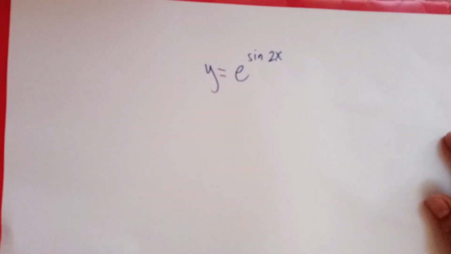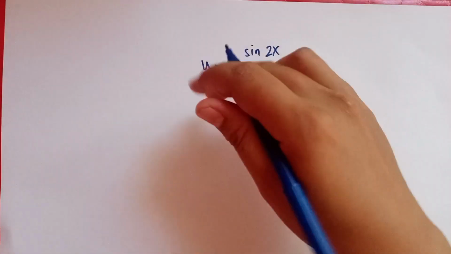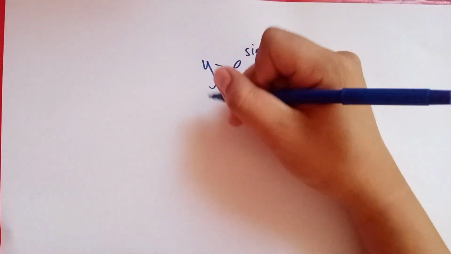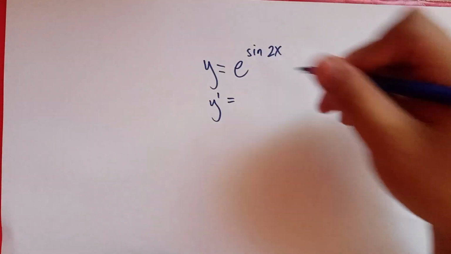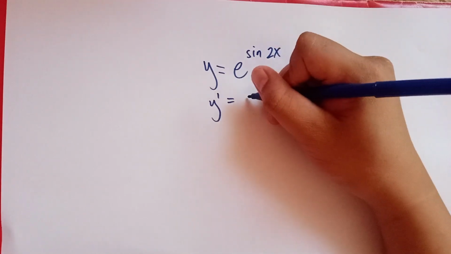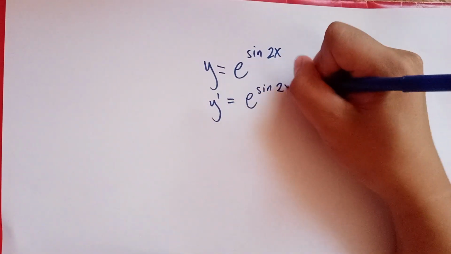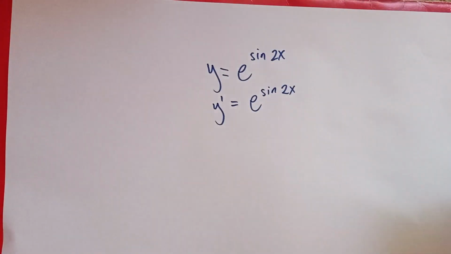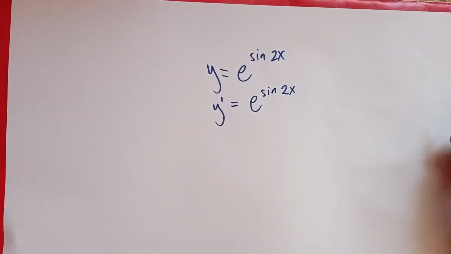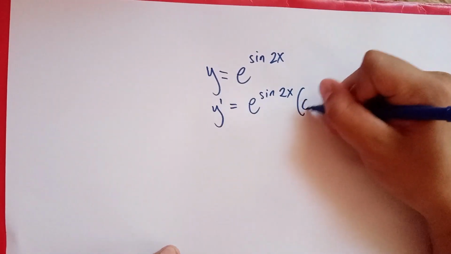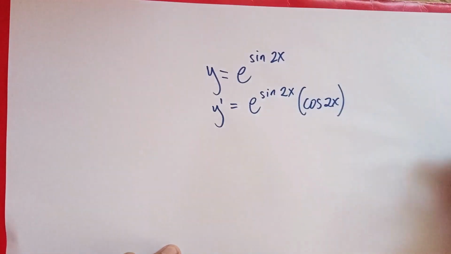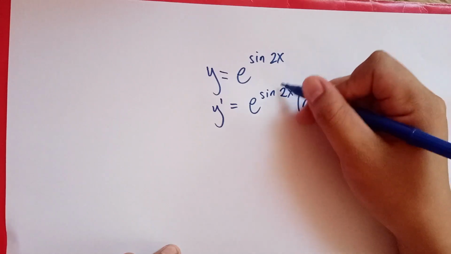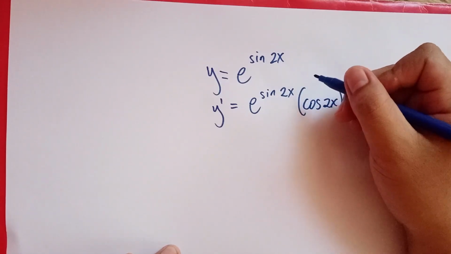So, we have here y is equal to e raised to sine 2x. Okay, so applying now the chain rule, so getting the derivative of this function, derivative of y with respect to x, that is y prime. And then, derivative of e raised to sine 2x is equal to e raised to sine 2x. But, we can get the derivative of sine 2x. So, ano pa po yung derivative ng sine 2x? So, that is, tama mga boss, cosine 2x.